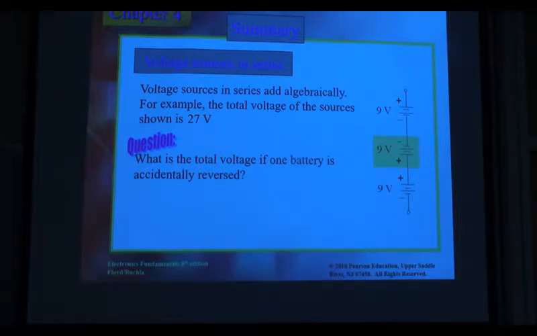You change, right? You reverse. You switched it on. So supposed to be positive is on the top, negative is on the bottom for this one. But now you reverse this one. So what happened to this?